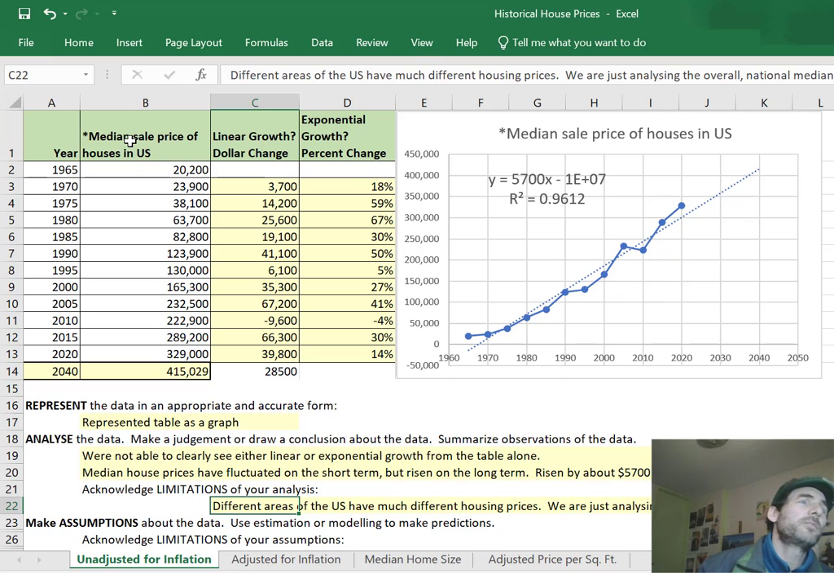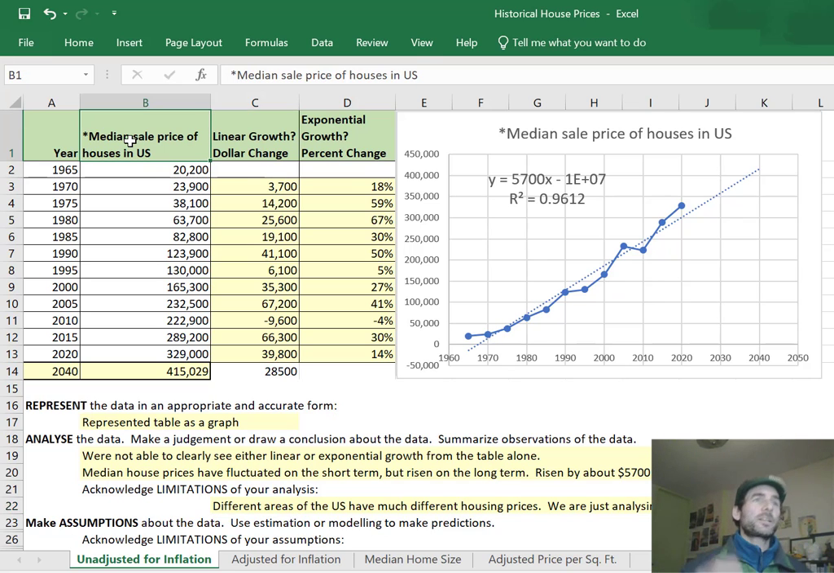Well, I mean, the fact that we're taking the national average doesn't paint a clear picture, because different areas have totally different housing prices. Like San Francisco is different than New York, and that's different than Seattle, that's different than Aberdeen, Washington, that's different than Moclips and Montesano and everything else, right? So we're just analyzing the overall national median prices, national average, all right? So that's a limitation, right?